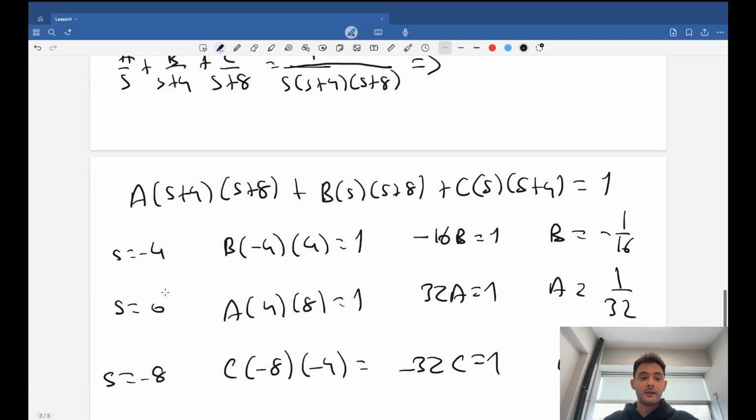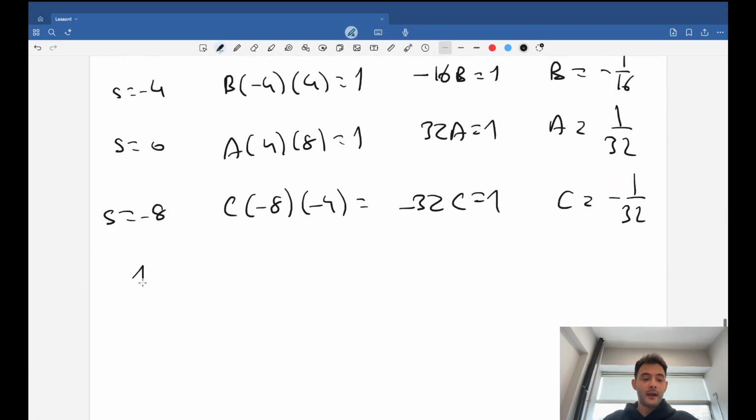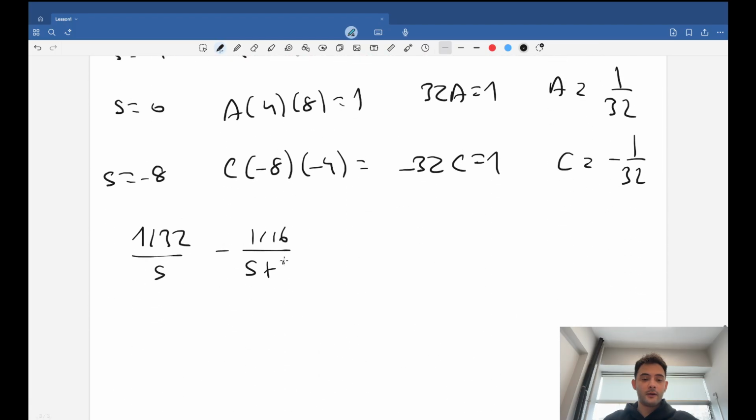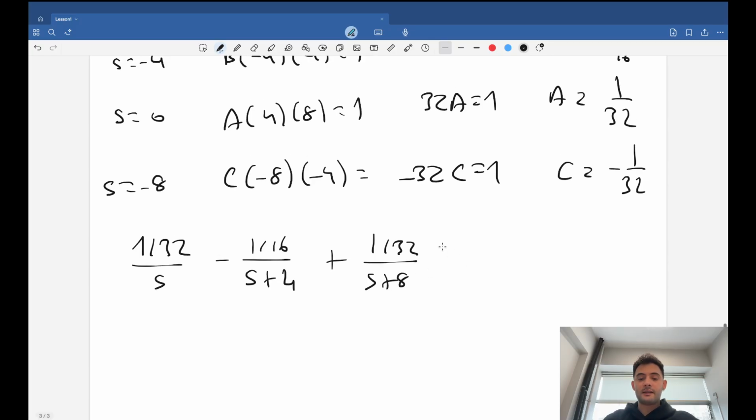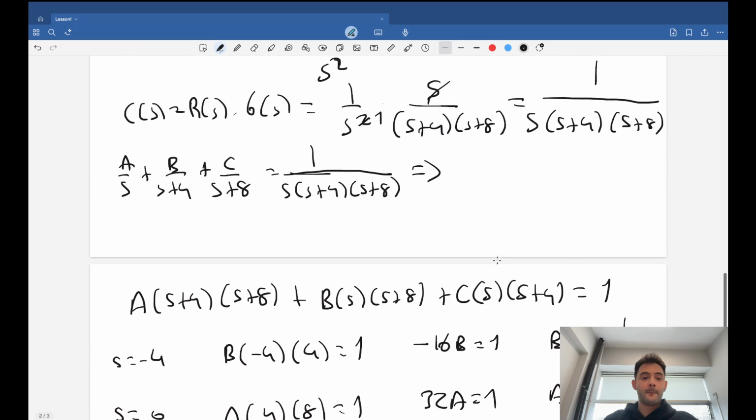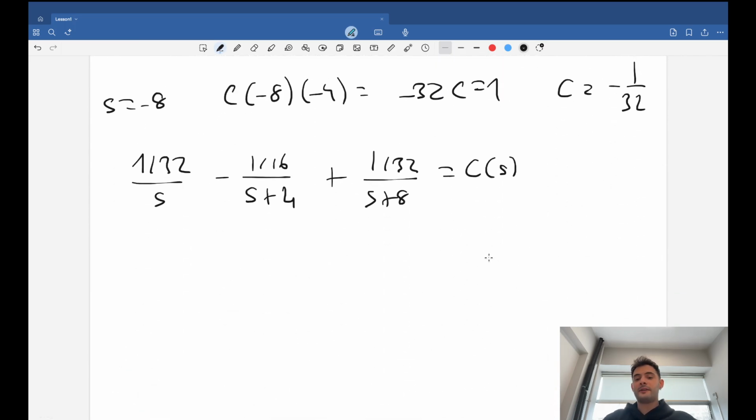So our function came in a way where we have 1 over 32s minus 1 over 16 times s plus 4, plus 1 over 32 times s plus 8. So this is our C(s), guys. So we found our C(s), right? Like we did in the previous example. I just put this because there are 3 separations, a bit harder, but I think it's also doable.